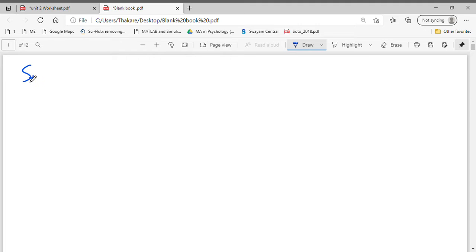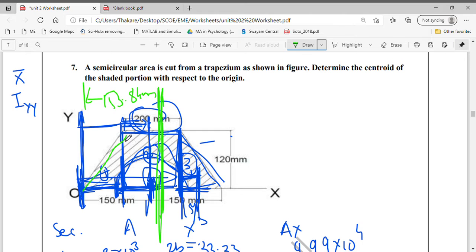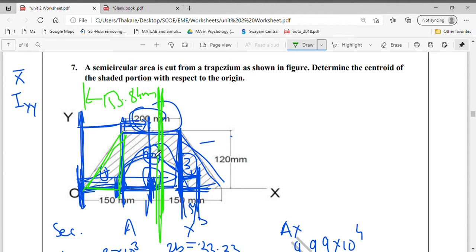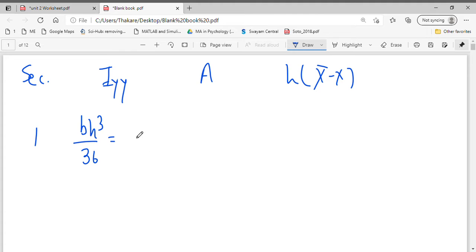Our table will be section, moment of inertia of section about vertical axis, area, and h, which will be x bar minus x. We have 4 sections. So section 1 is our right angled triangle. Now for this right angled triangle, we know IYY is given by BH cube by 36, and your base is 50, height is 120. So BH cube by 36 will be 2.4 into 10 to the power 6.